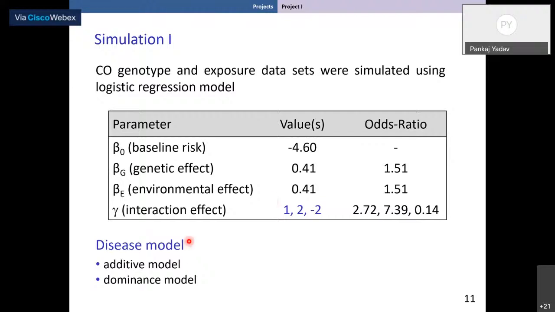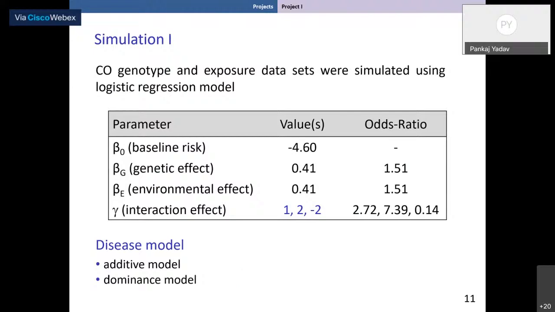I have used different disease models. In genetics, we have the additive model and the dominance model, and we can have different settings for this kind of model, based on how the alleles are affecting the disease. We can have different copies of the same allele in the individual. Usually we have two copies of one allele in one individual.